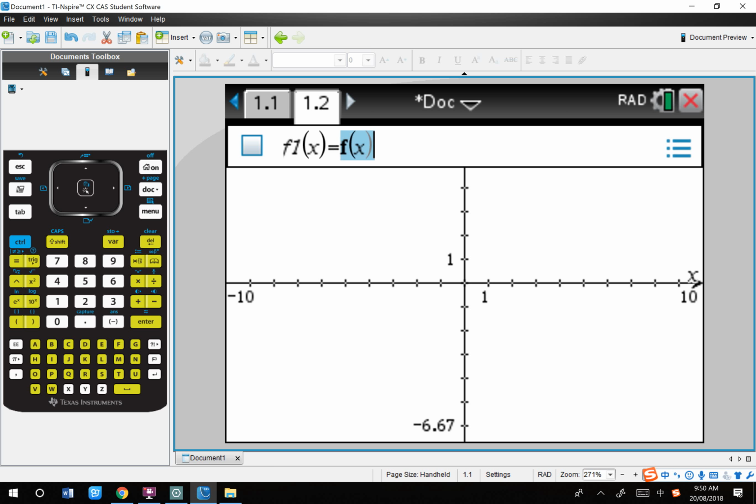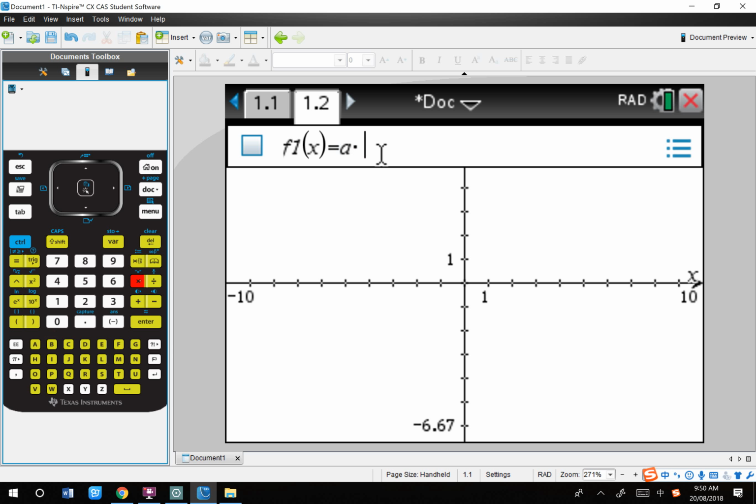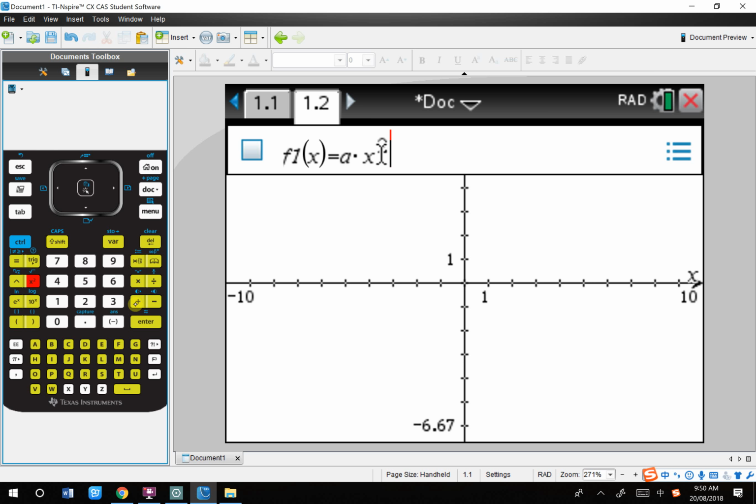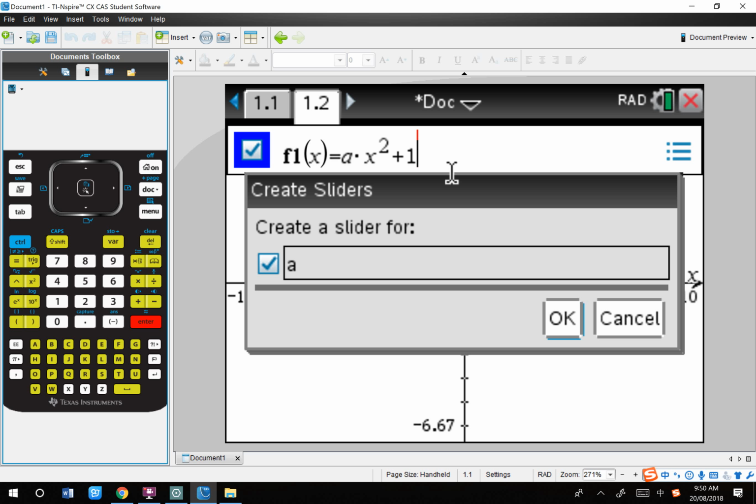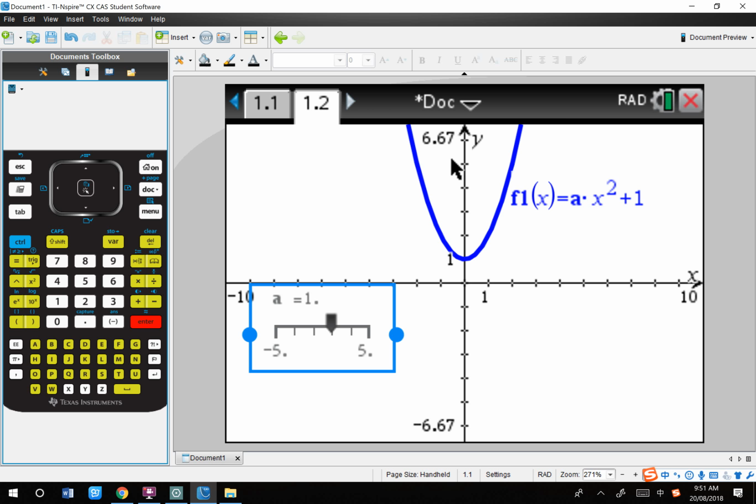Let's go for a times x squared plus 1. That's with an unknown value a here. My variable is x, it's already defined as x, it can't be anything else. So my a is an unknown value. When I press enter, it will ask me whether to create a slider for a or not. If I press cancel, I can't sketch anything. If I press enter, it will create a slider for me.